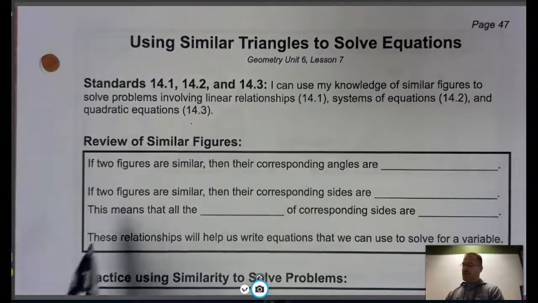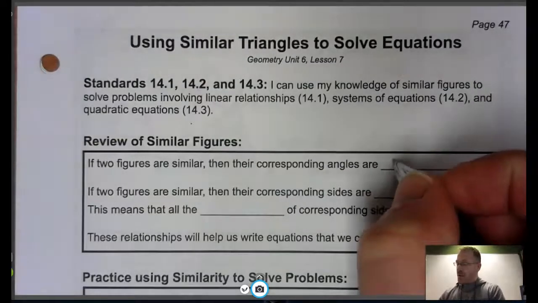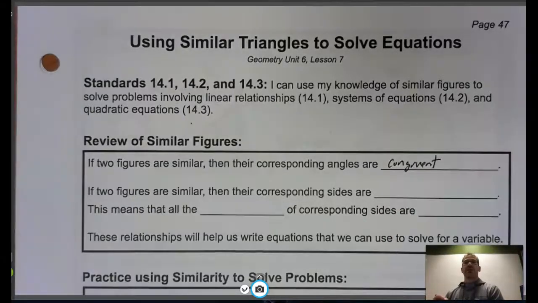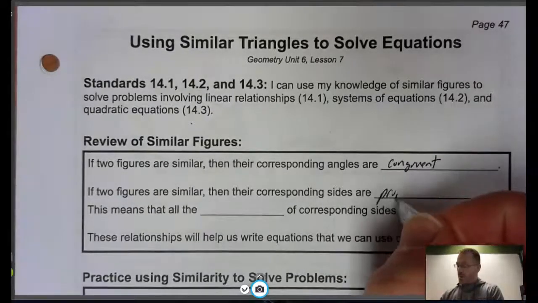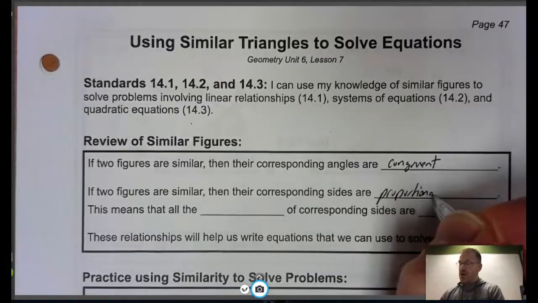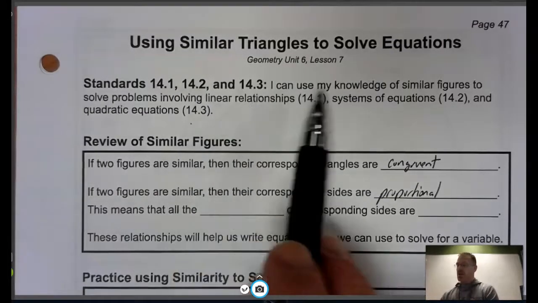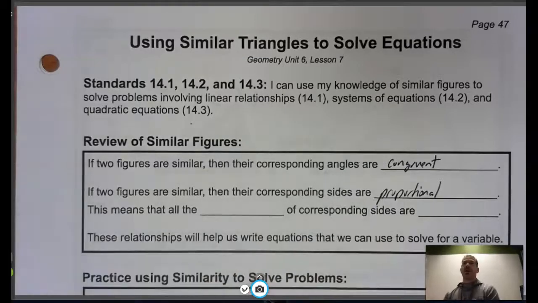And so once again, if two figures are similar, we know that their corresponding angles are congruent. If two figures are similar, then we know corresponding sides are proportional. And just like what we did when we did similar figures, we're going to use these two relationships to set up the equations that we want to solve. And then we're going to figure out, okay, is it a linear problem, is it a systems problem, or is it a quadratic problem, and then use the appropriate tool to solve those.